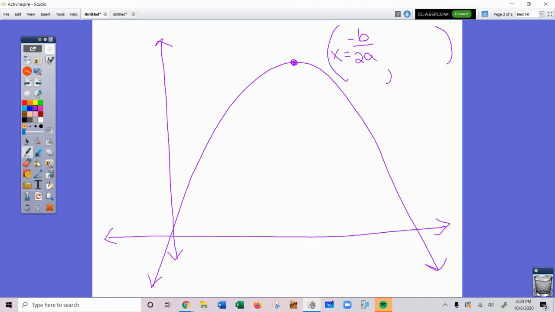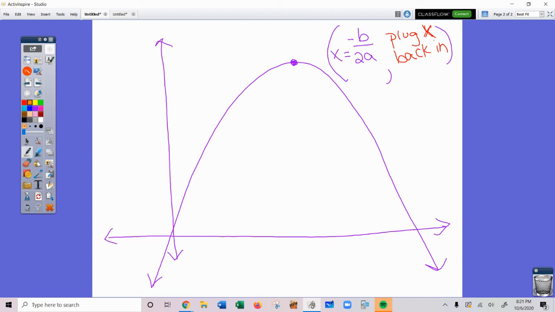To find the y value that goes with it, we are going to have to plug the x back in to the original equation. The x value is always telling us where the minimum or maximum is at, and the y value is always telling us then what that value is.